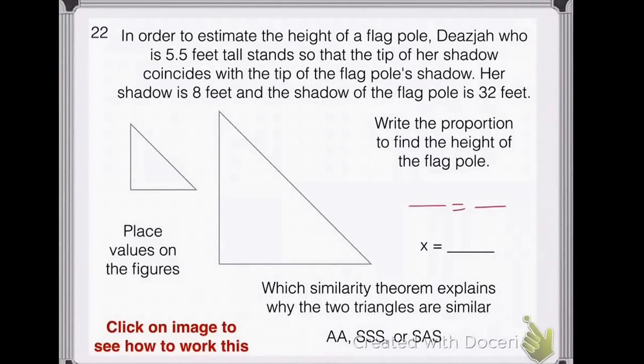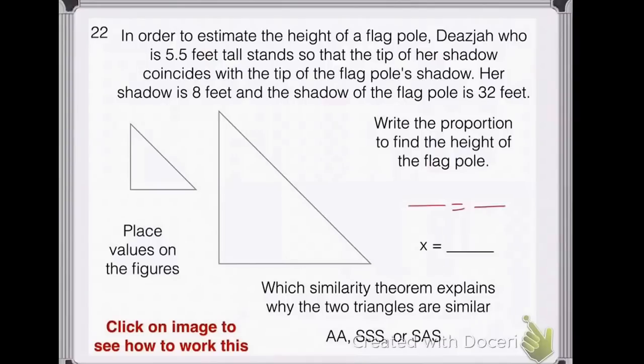In order to estimate the height of a flagpole, Diaja, who is 5 feet tall, stands so that the tip of her shadow coincides with the tip of the flagpole shadow. Her shadow is 8 feet, and the shadow of the flagpole is 32 feet. So you want to place the values on the figure. I would use a smaller triangle for Diaja and the larger triangle for the flagpole.